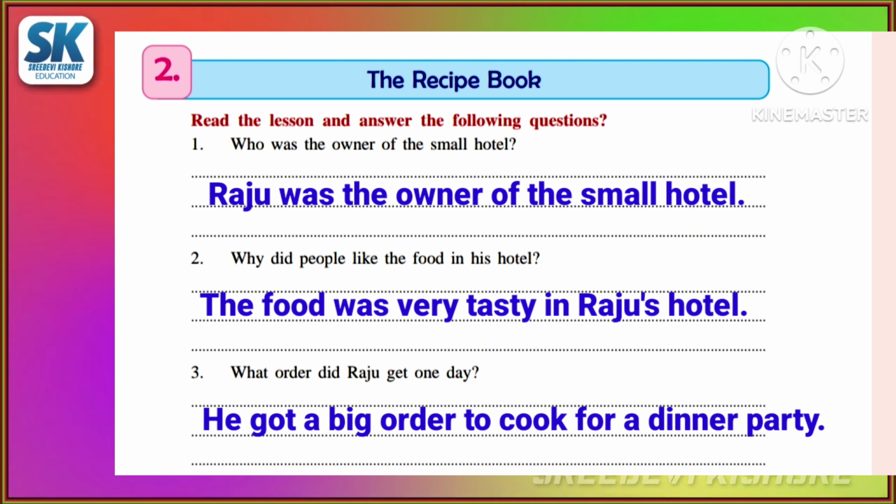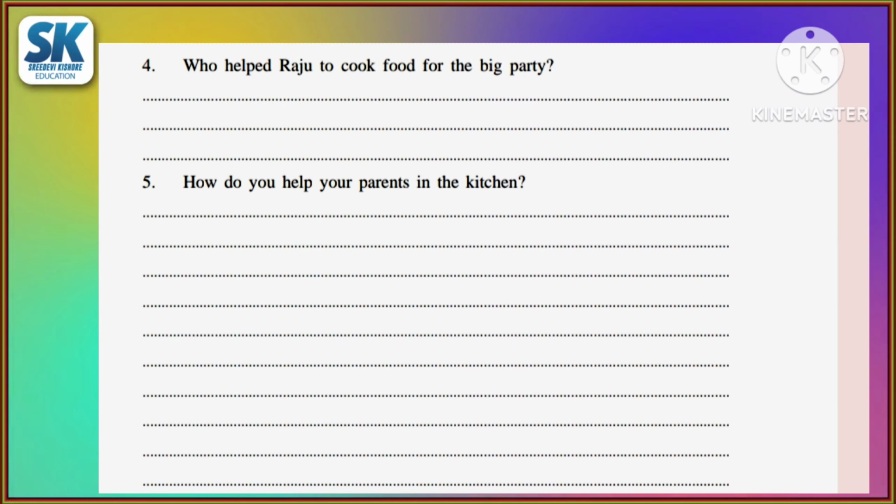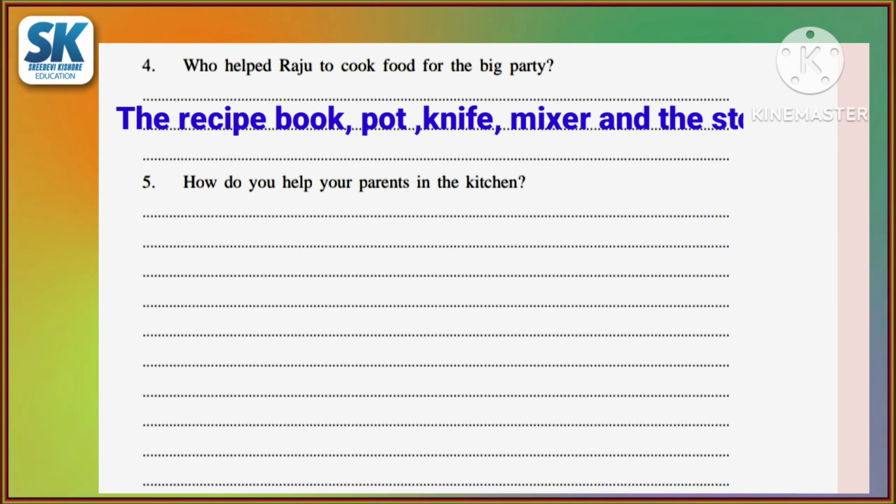Third one, what order did Raju get one day? He got a big order to cook for a dinner party. Fourth one, who helped Raju to cook food for the big party? The recipe book, pot, knife, mixer and the stove.